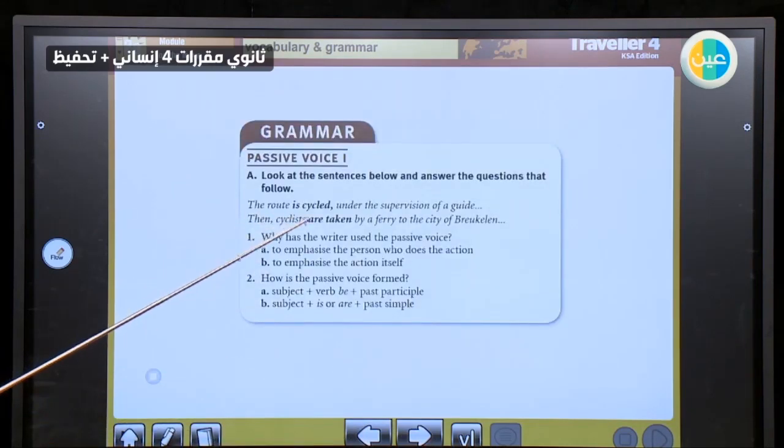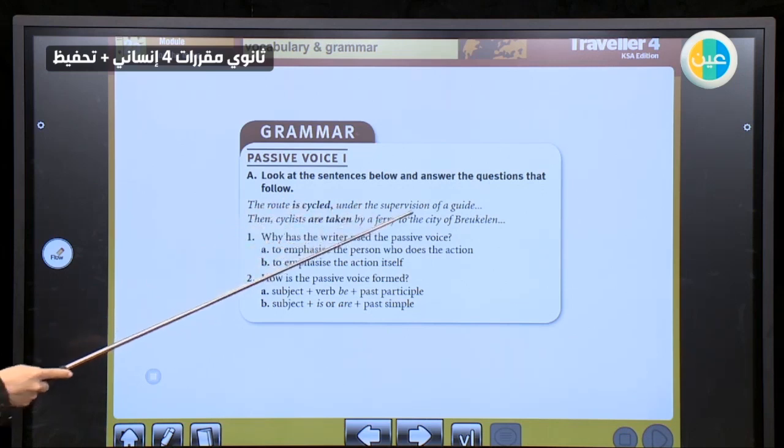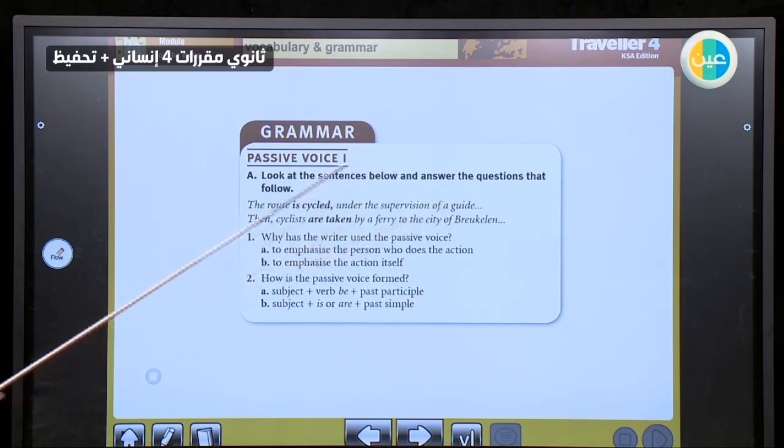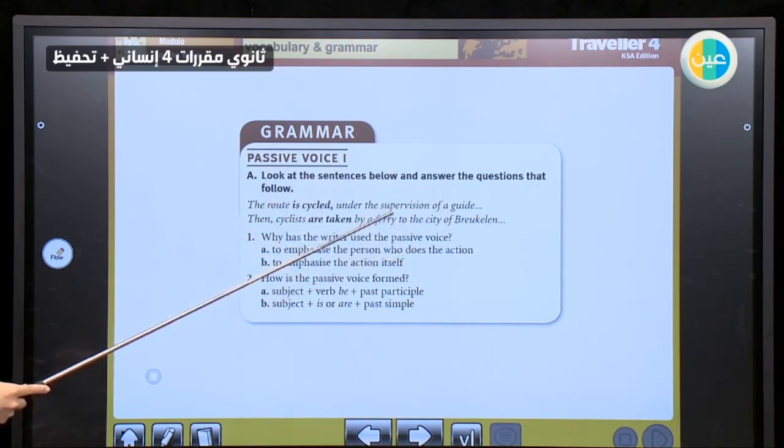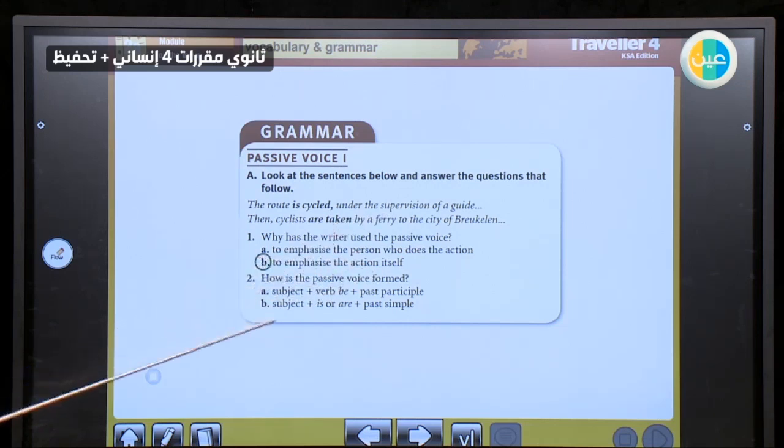The road is cycled. By whom? We don't know. So this is passive voice. The route is cycled under the supervision of a guide. Why has the writer used a passive voice? What do you think here? To emphasize the person or to emphasize the action itself? Actually, it is for the action.